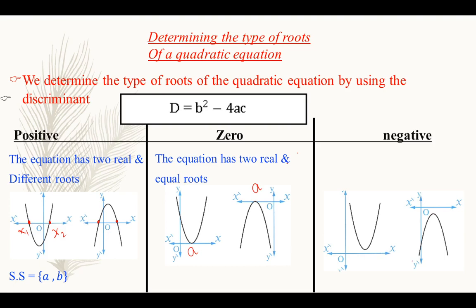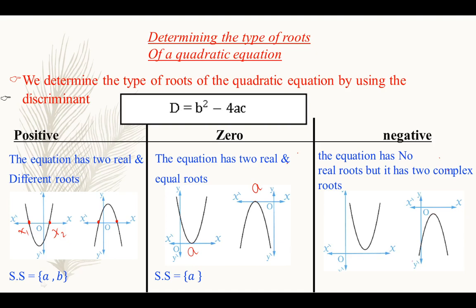If you calculate the discriminant and the result is a negative number, the equation has no real roots, but it has two complex roots. Here the curve of the quadratic equation doesn't intersect the x-axis at any point. So in R the solution set will be equal to phi.